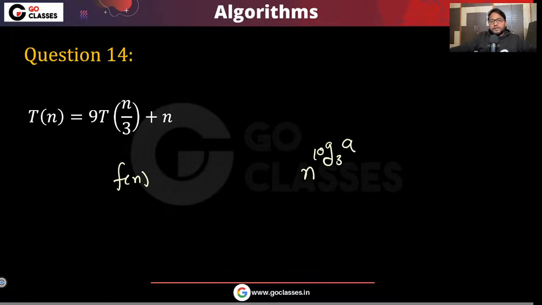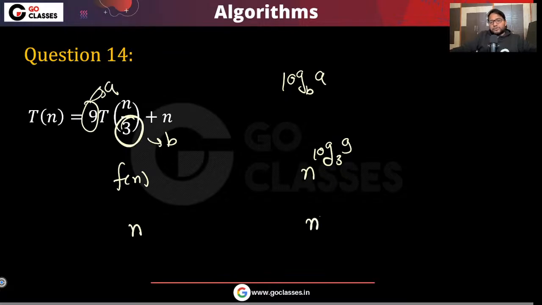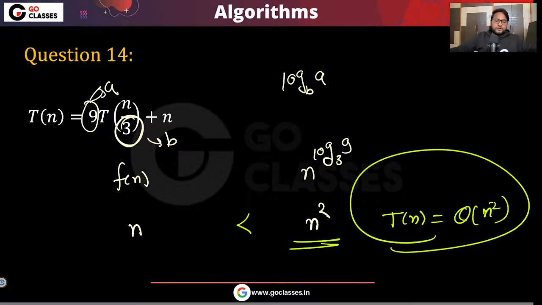So this is log base b a. This is b and this is a. So the function is n square. What is greater? This n square is greater, right? Since n square is greater, you can directly say that T(n) is theta of n square.